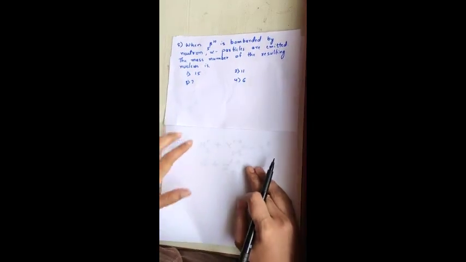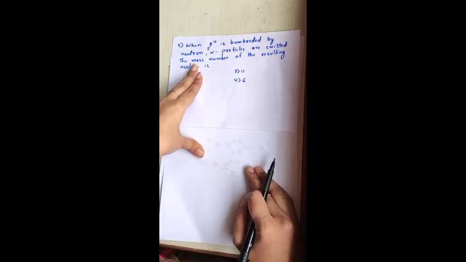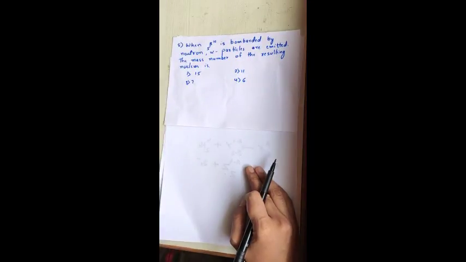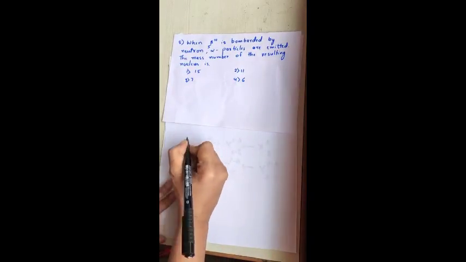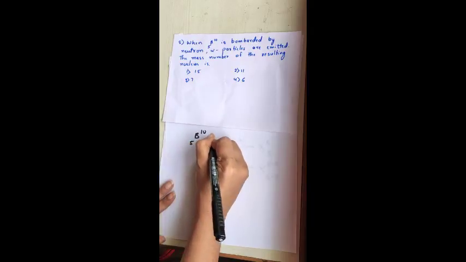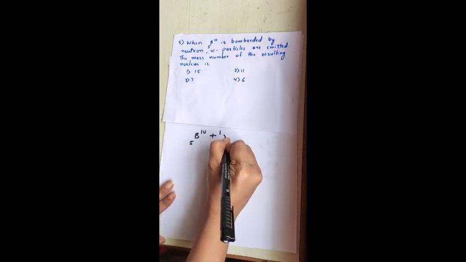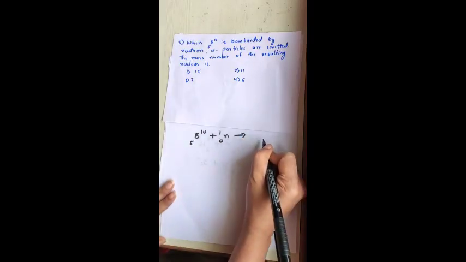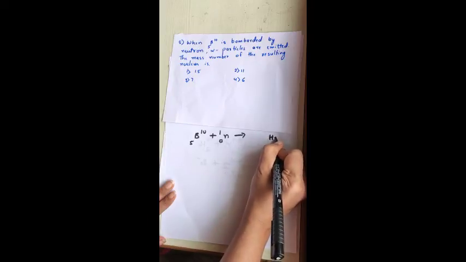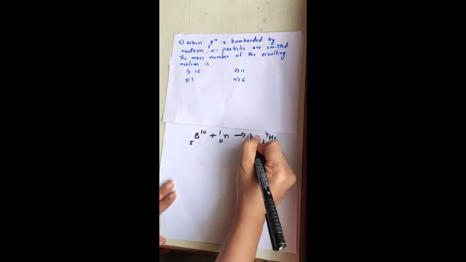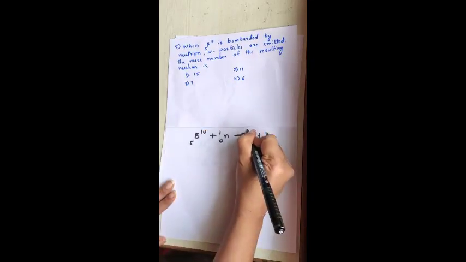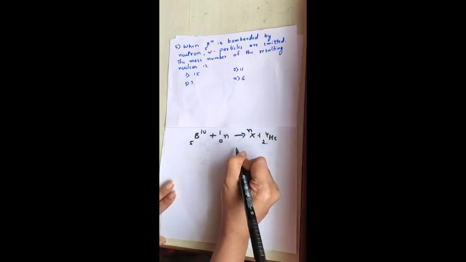Next question. When boron is bombarded by neutron, alpha particles are emitted. The mass number of the resulting nucleus is 15, 11, 7, 6. So let us write the reaction here. Boron plus neutron. Boron is bombarded by the neutron. The given answer, they have told it, alpha particles are emitted, 4He2. Let us call the element X. So we have to find the mass number of this resulting nucleus.